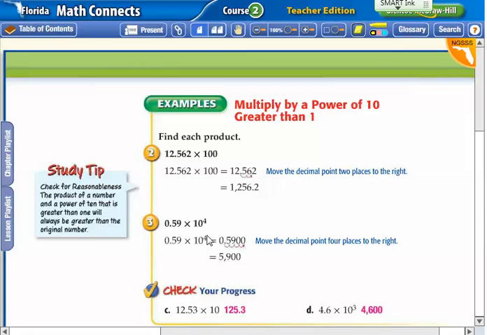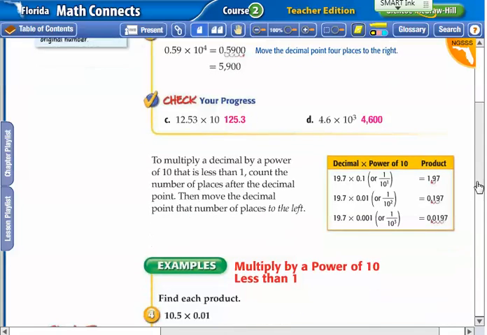When they write in exponential form here, this power of 10, that 4 is telling you how many zeros are in here. That's one way to think of it. So we're going to move 4 places to the right just like they do here. 1, 2. You notice we run out of numbers, so you add zeros to it, as many as you need. 5,900 times 10, there's 1 zero, move it 1 place. 3 zeros, move it 3 places. 1, 2, 3. I have to add 2 more zeros. I get 4,600. So that's when you're multiplying by a power of 10 that's bigger than 1.